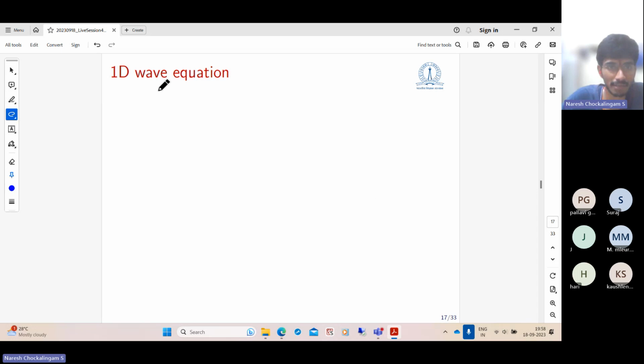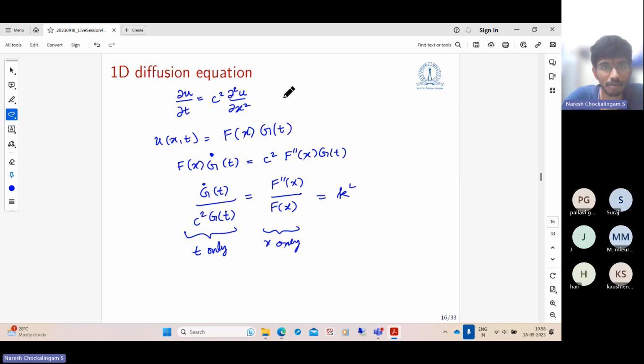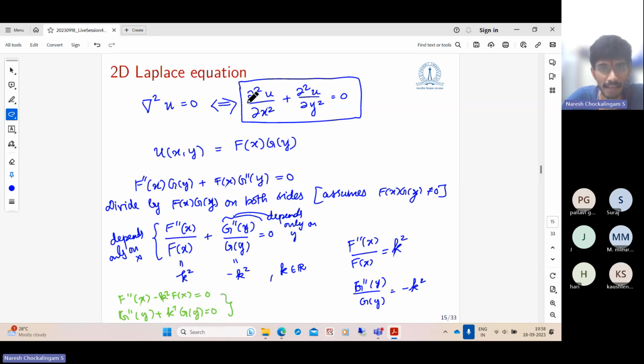Similarly, you have the 1D wave equation, which is also very simple. Dou square u by dou t square is equal to c square dou square u by dou x square. In all these cases, it also helps to look at the type of the equation. So here a is equal to 1, c is equal to 1. The mixed derivative term is not there. So b square minus 4ac is minus 4. So this is elliptic.